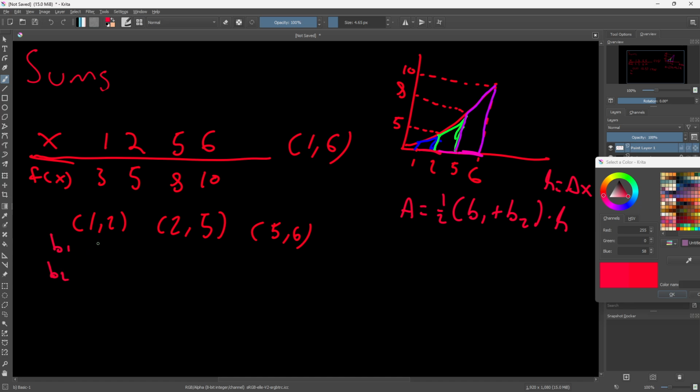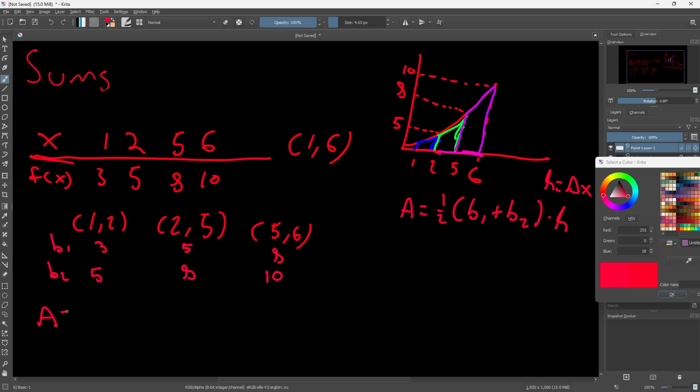Well, base 1 would be 3, base 2 would be 5; base 1 would be 5, base 2 would be 8; base 1 would be 8, and base 2 would be 10. Okay, so now that we have that, there's going to be 3 trapezoids. So we just add the areas up, right?